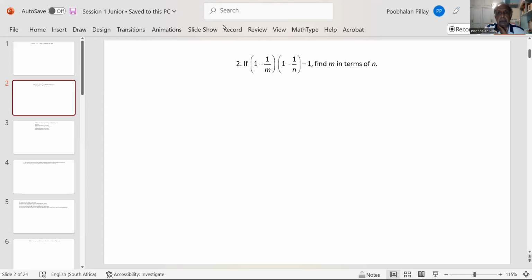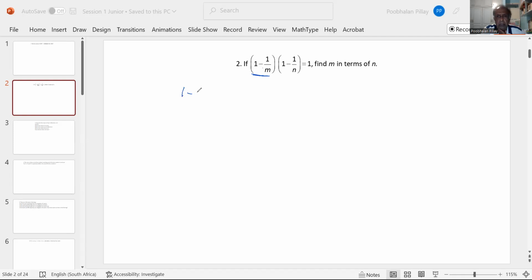Say find m in terms of n means that m is your unknown. So there's your unknown here, m, right? Now our rule is bring all the unknowns to one side. So this is not any linear equation, but the same rule applies. You got this times this equals 1, and you want to find m, so that's your unknown.